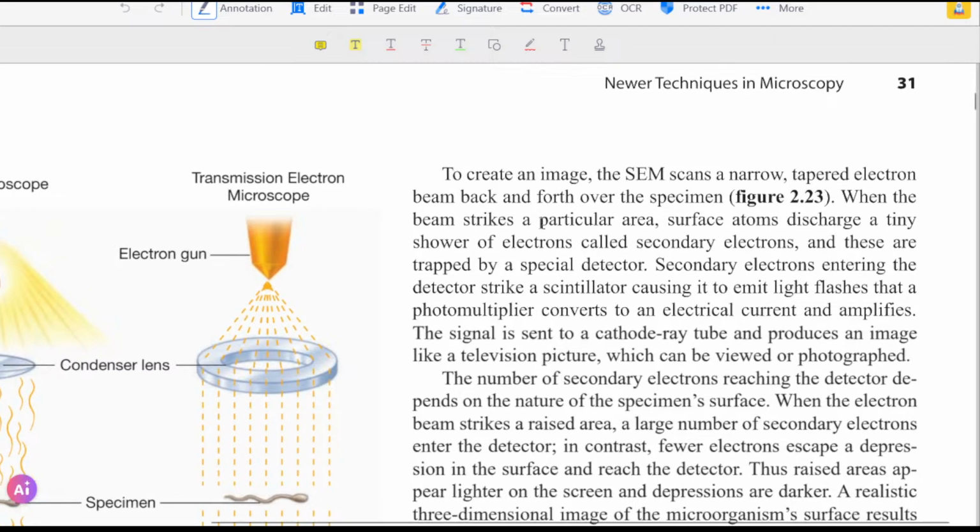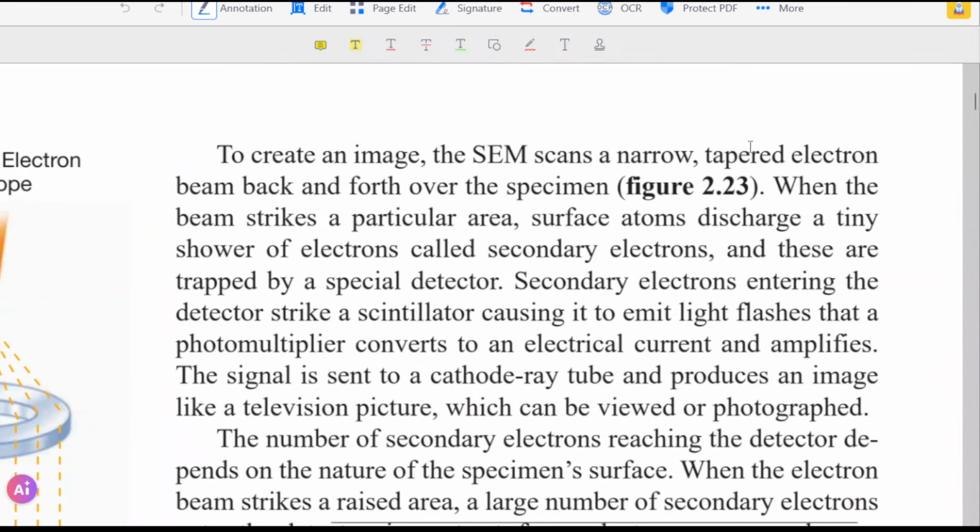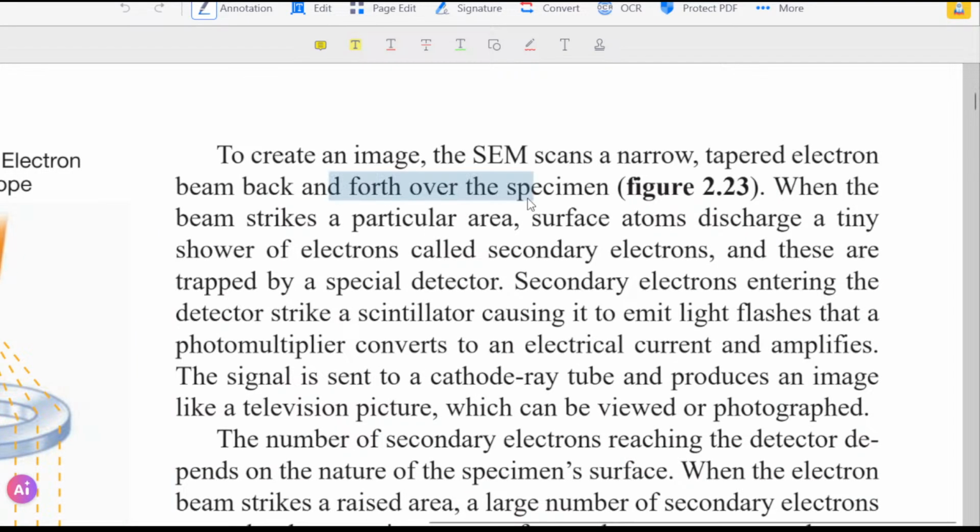To create an image, the SEM scans a narrow tapered electron beam back and forth over a specimen. Back and forth means that it can come from above and it can come from below the specimen to study overall structure of the cell, not just the upper surface, right? Surface atoms discharge a tiny shower of electrons called the secondary electrons. Guys, now there is another thing in the deflection of electrons.